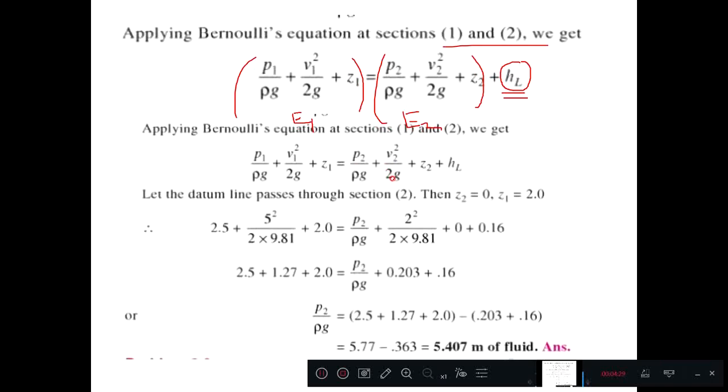After applying Bernoulli's equation at section 1 and 2 we get this. Then let the datum line pass through section 2. So we are considering the datum at exactly section 2, hence Z2 will be 0 and Z1 will be at a height of 2 meter, which means the conical tube will be like this.